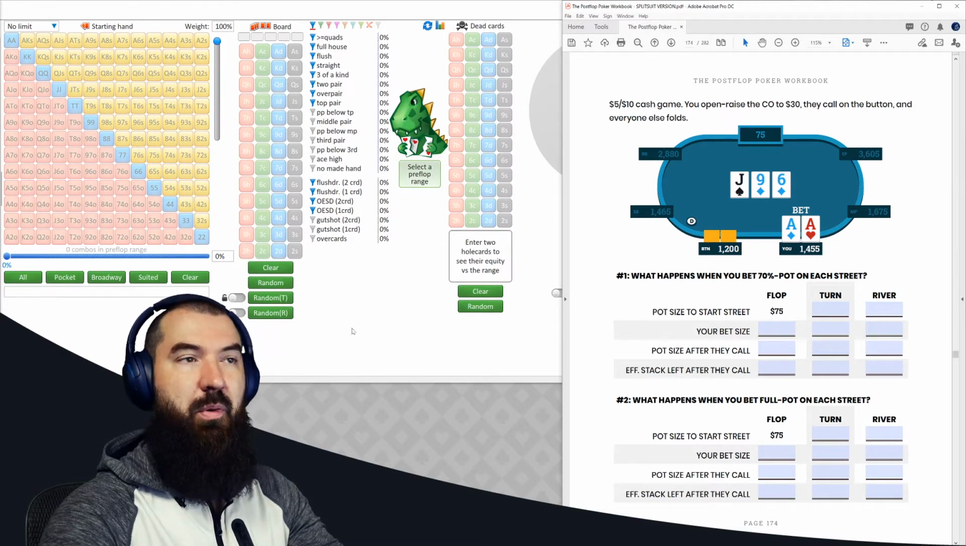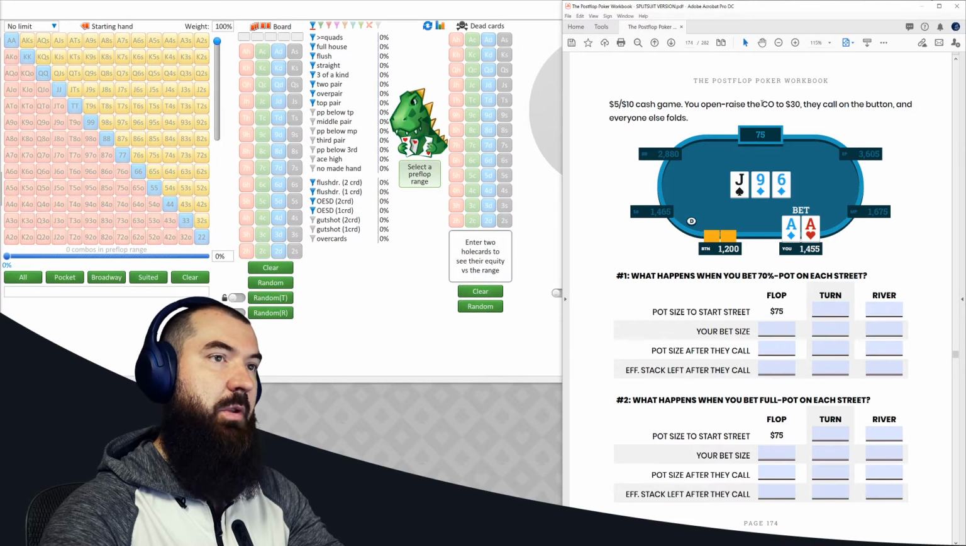Alright, so beginning with the prompt up above, we're playing a 5-10 cash game. You open to 30 from the cutoff, they call on the button, and everyone else folds.